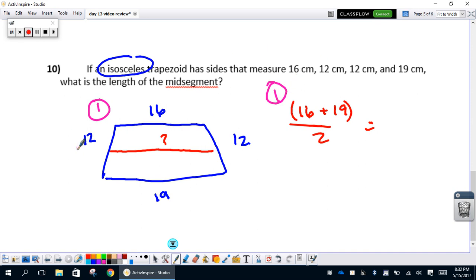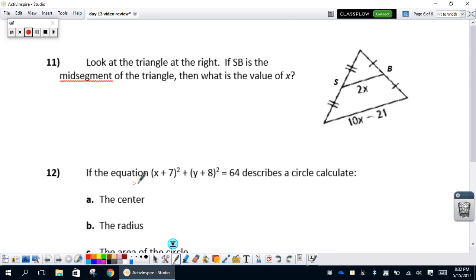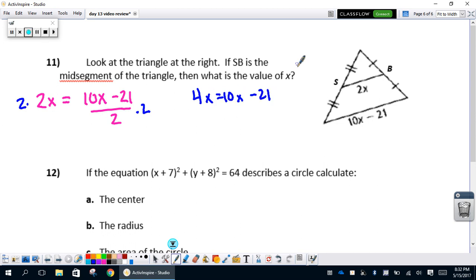Alright, number 11. Look at the triangle below. SB is the mid-segment. So you know the mid-segment, 2x, equals the base divided by 2. Okay, so you have to solve this. Multiply both sides by 2. 4x equals 10x minus 21. I will be checking 1 point for that because it's a basic solving equation.